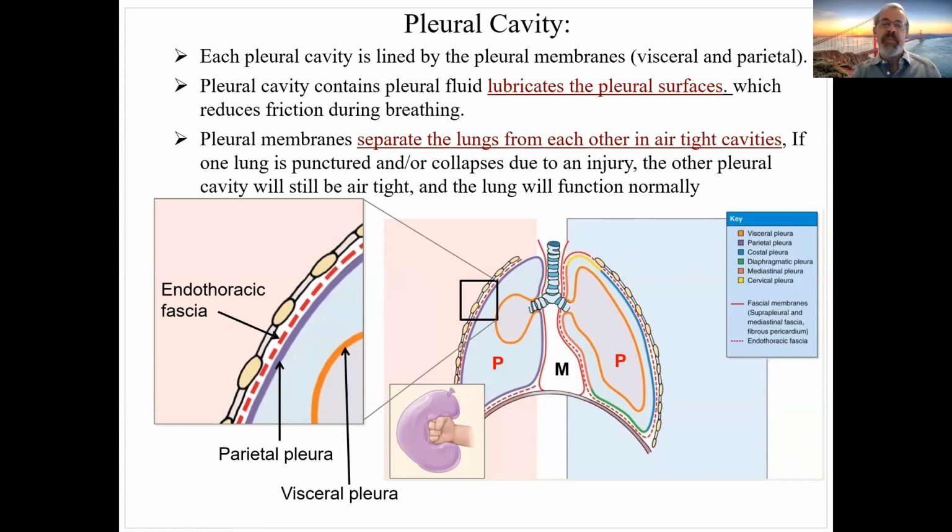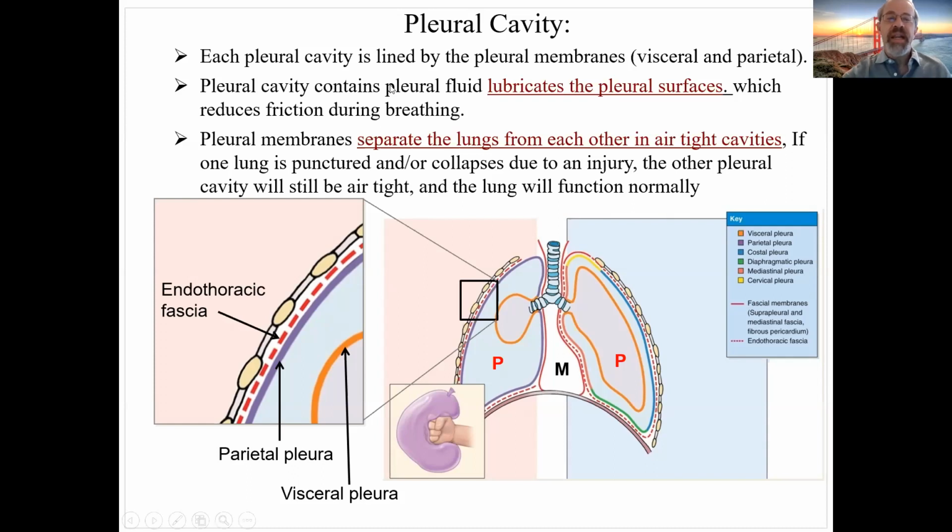Because one of the things that happens during breathing, much like every time the heart beats, is there's movement. When the heart moves, of course, that can cause friction. When the lungs move, that can cause friction. So this lubricating fluid helps to prevent that.